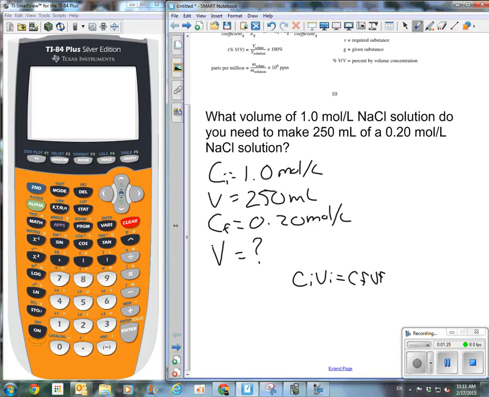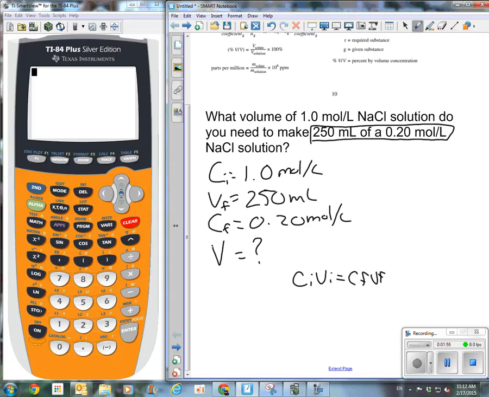Now I need to decide this 250 milliliters, which concentration is that going with? Well, I'm going to go back and read my question here. So what volume of the 1.0 mole per liter NaCl solution do you need to make 250 of a 0.2 mole per liter solution? So with that information, that's telling me that the 250 milliliters goes with the 0.2 moles per liter. So this must be a final volume.